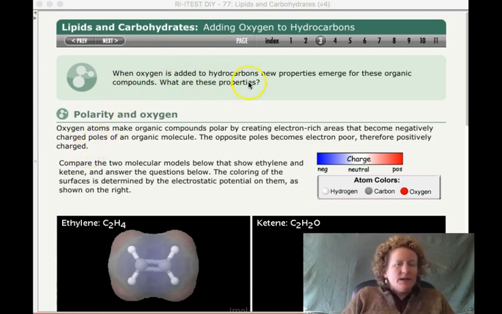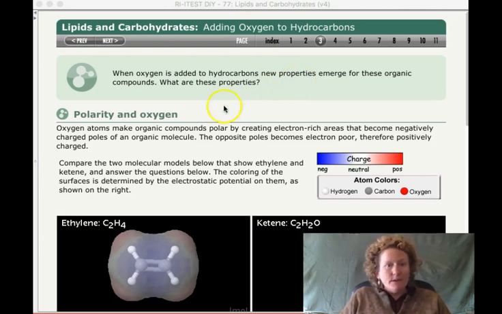When oxygen is added to hydrocarbons, new properties emerge for these organic compounds. What are the properties? We're going to be looking at polarity, in other words, the negative and positive charges on a particular molecule when you add oxygen. You create electron-rich areas that become negatively charged, and the opposite poles become electron-poor, so they become positively charged. If there's a lot of electrons, they're negative, so they give an area a negative charge. And if there isn't a balance between electrons and protons, it becomes positively charged.